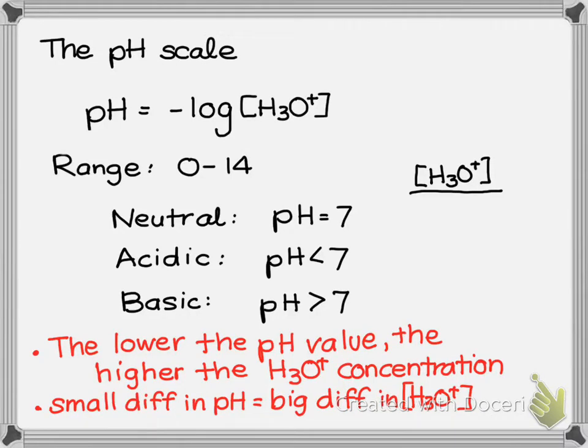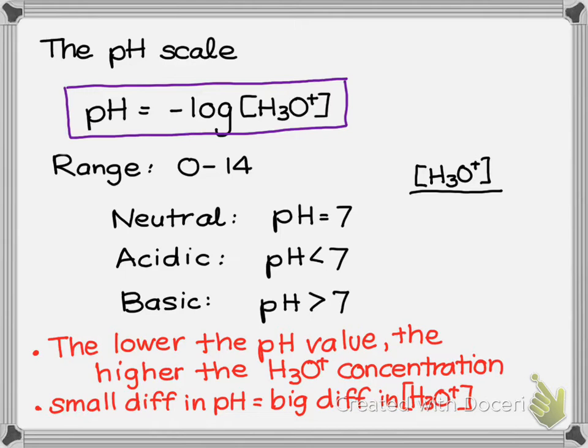Knowing the hydronium ion concentration is necessary in many different instances. But since the values for the hydronium ion concentrations were all very small and negative powers of 10, a more convenient scale was created, and that's the pH scale. So the relationship between the hydronium ion concentration and pH is given right here. pH is equal to the negative log of the hydronium ion concentration.